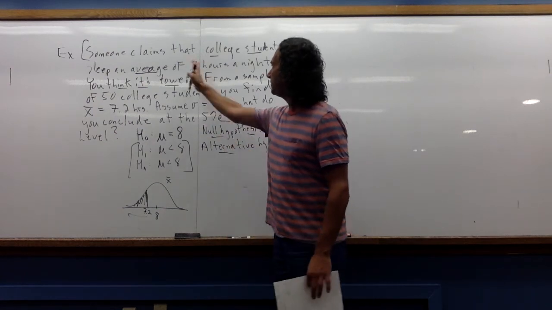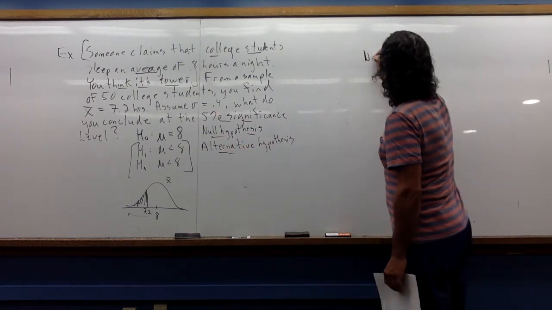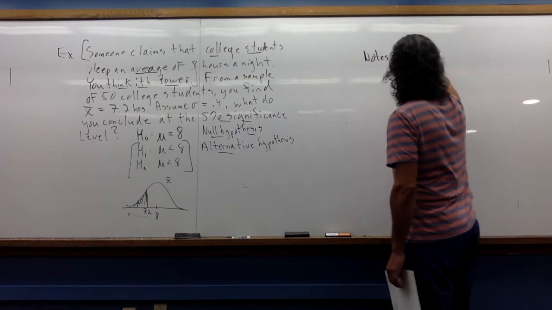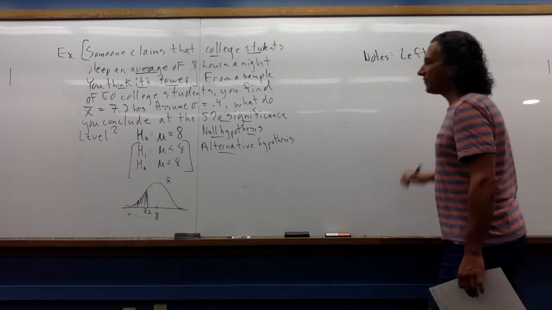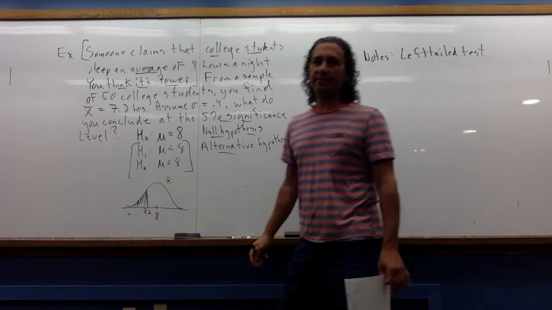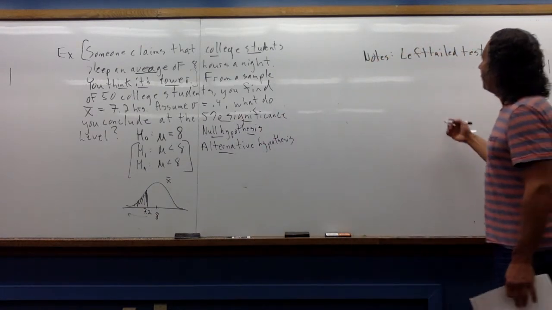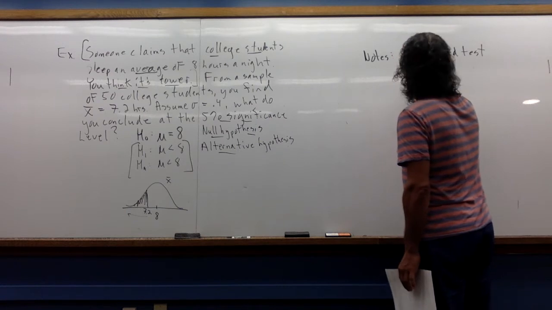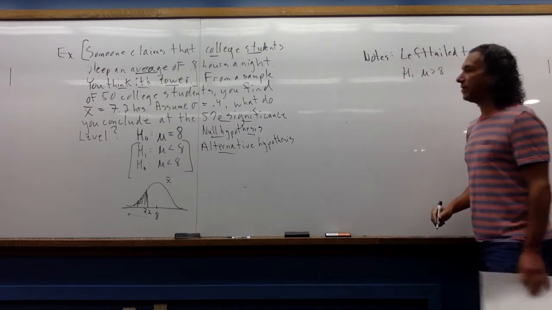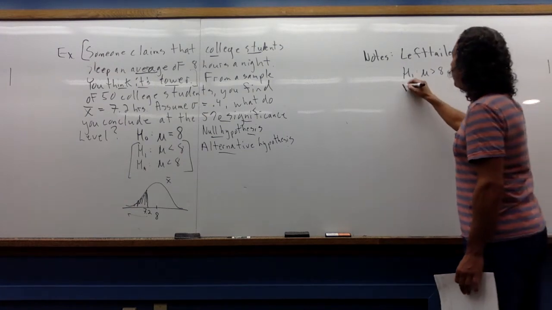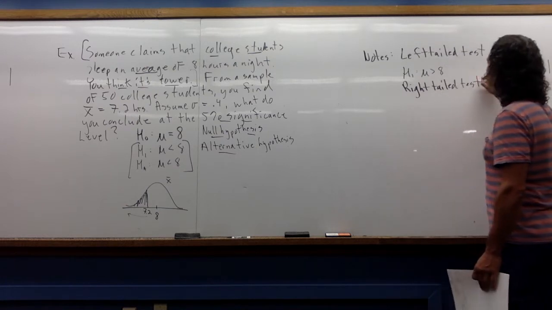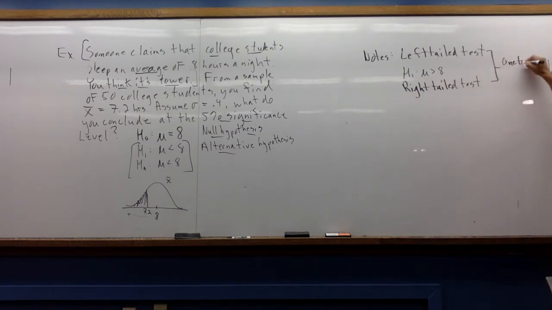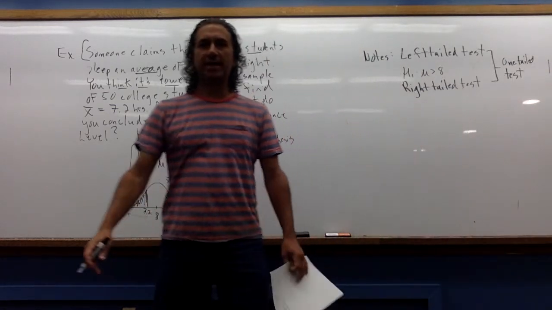Okay, so a couple of notes before we continue with this. We're performing what's called a left-tailed test. The reason for that is we're using this probability on the left side. If we had thought that mu was bigger than 8, then we'd be performing a right-tailed test. And each of these falls under the broader category of a one-tailed test. So for each of those, we're testing one tail.